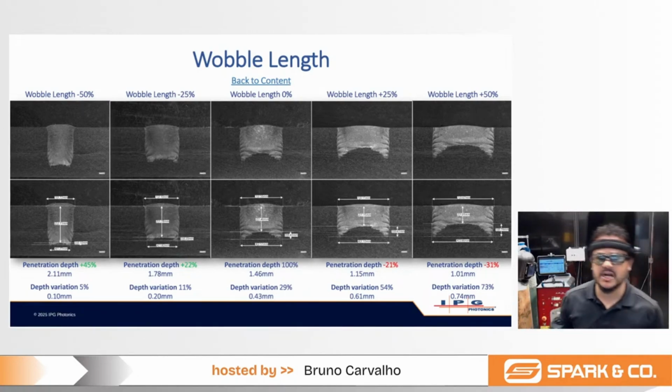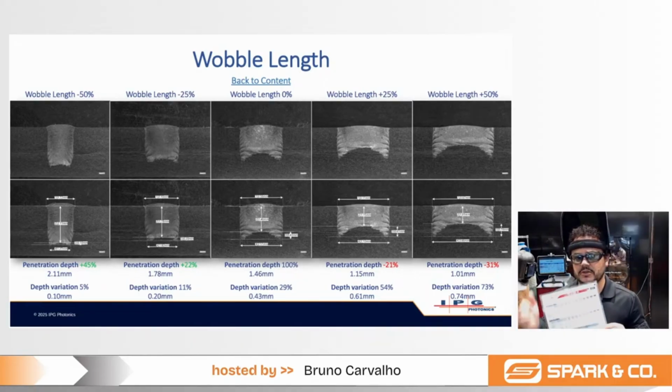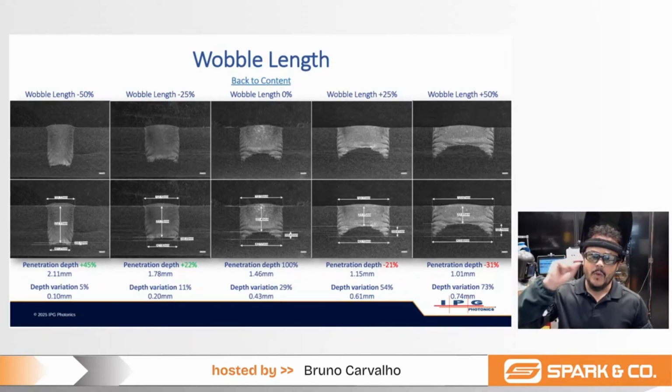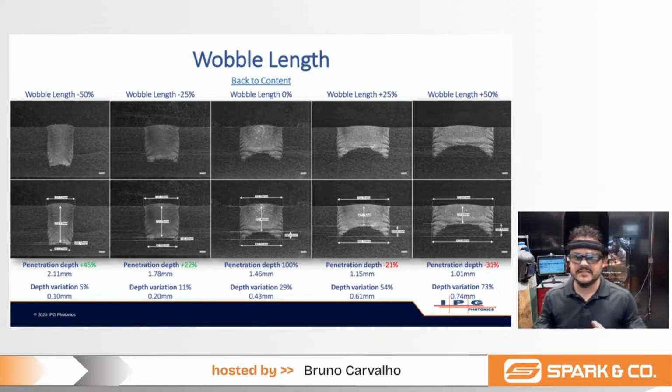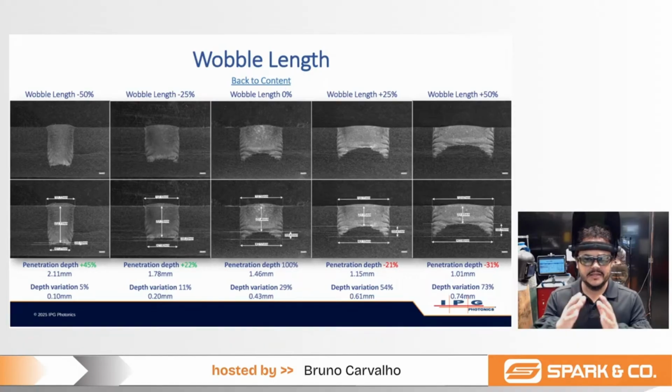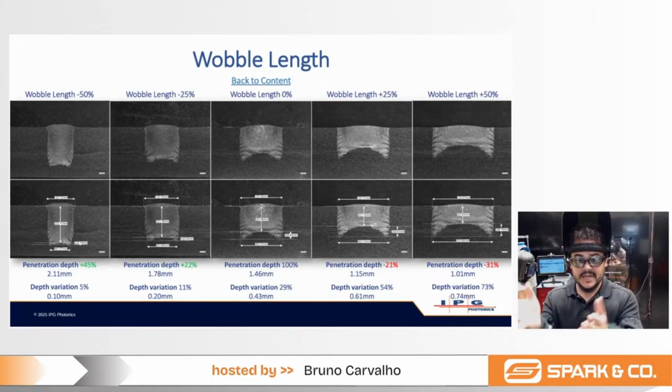So according to the chart, when you put the setting from the chart on your machine, you're gonna have wobble length and wobble frequency set at 0. That doesn't mean that you don't have wobble. That means that 0 is your reference point. It is a certain value that is determined by IPG through this kind of study, and they set it at 0.